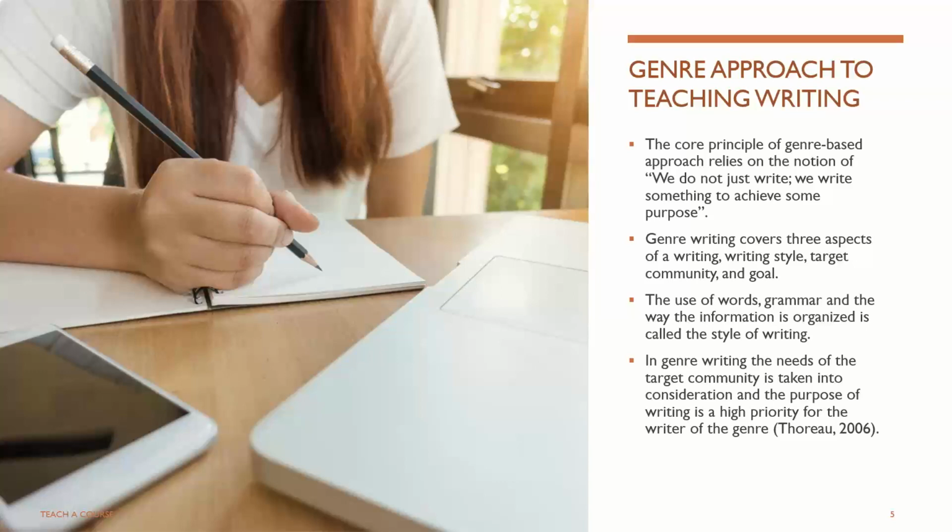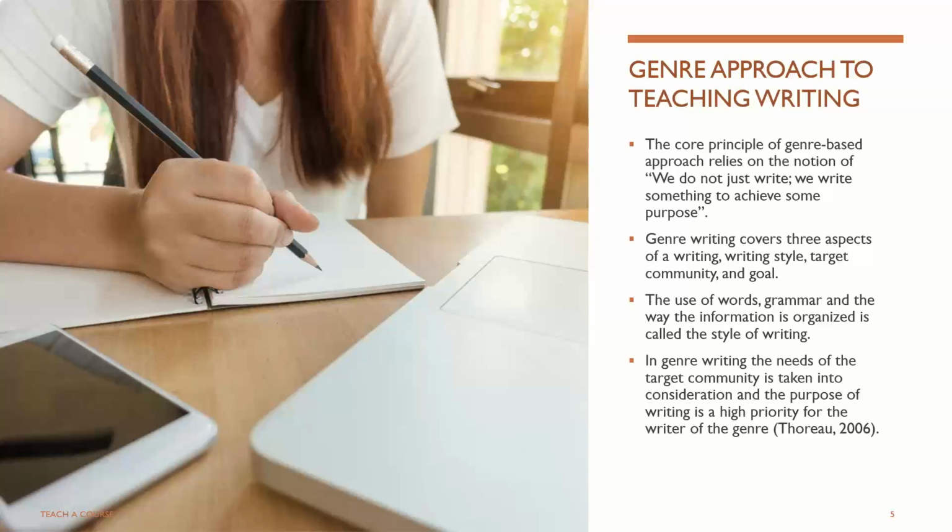Another thing is that when the student wants to write a piece of writing, for example a complaint letter, and we are going through this approach, he understands what words and what grammar are very usual in writing a complaint letter. If he knows the words, the linguistic features, the grammar, and the structure which are very usual in writing a complaint letter, he is better able to write at least a good complaint letter. In genre writing, the needs of the target community are taken into consideration, and the purpose of writing is a high priority for the writer of the genre.